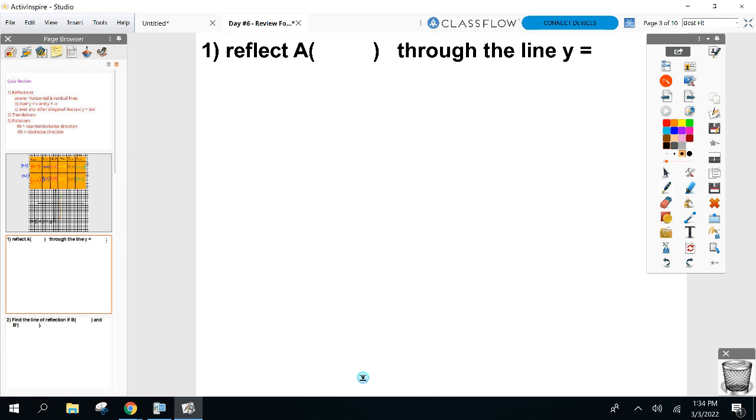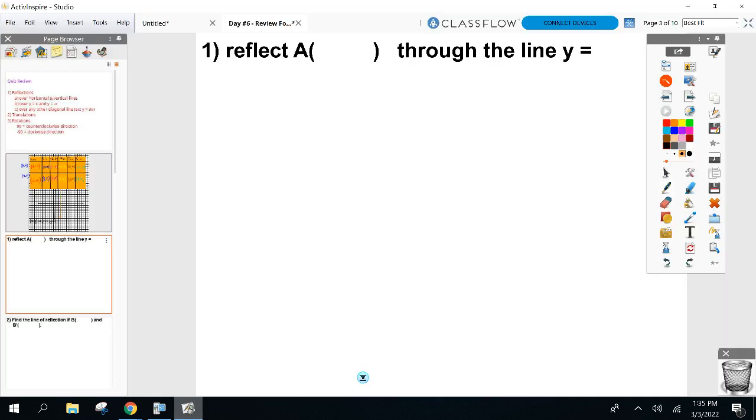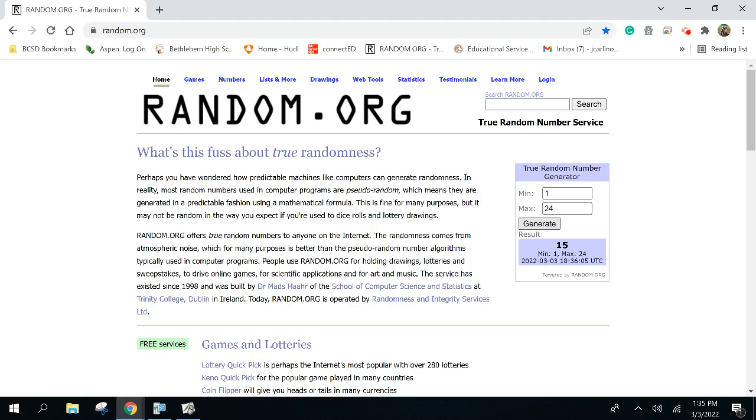All right, here we go. You guys are going to come up with this first one. Taking a point and reflecting it over a non-vertical or horizontal line. Give me point A, whatever you want. Just a point. 2, 3. Okay, we're going to take 2, 3, and we're going to reflect it through the line.